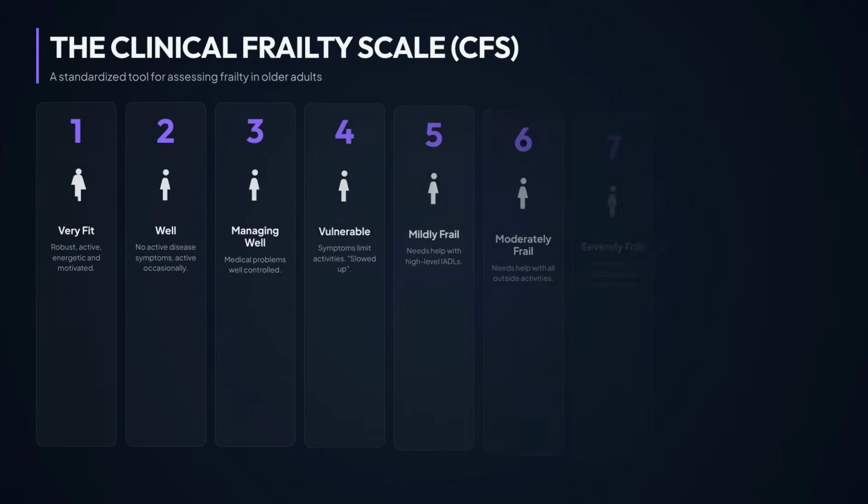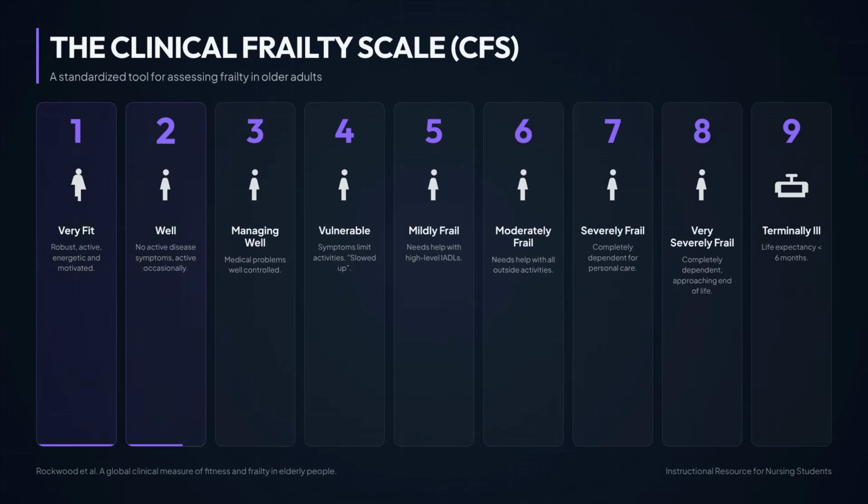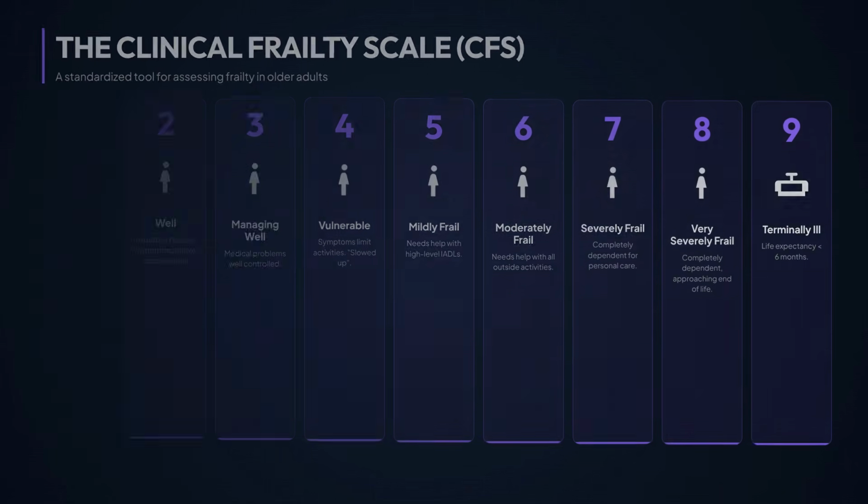While these observations are vital, we need to quantify them using validated screening tools. This allows us to communicate clearly across the team and ensure the patient's care plan is grounded in objective data. This is where the clinical frailty scale comes in. The CFS is a 9-point scale that summarizes a patient's overall level of fitness. It ranges from score 1 for those who are very fit, active, and energetic, all the way to score 9, representing individuals who are nearing the end of their life.